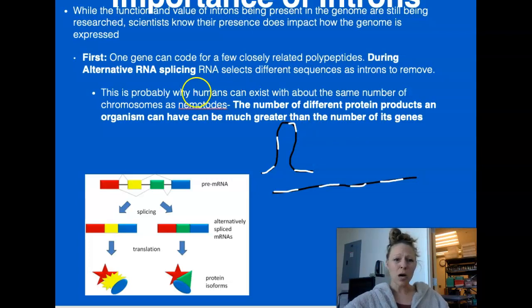And this explains why a nematode can have the same number of chromosomes as a human, while humans have so much more complexity, because our genes can be expressed in a greater number of ways.